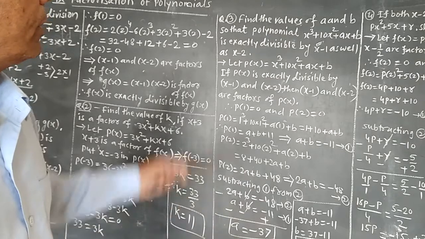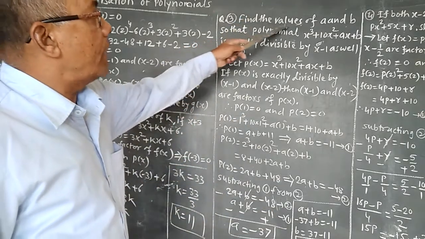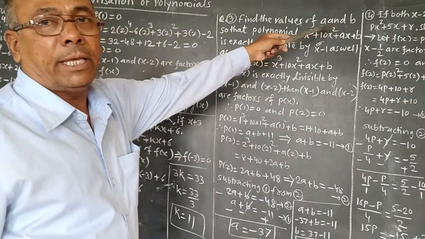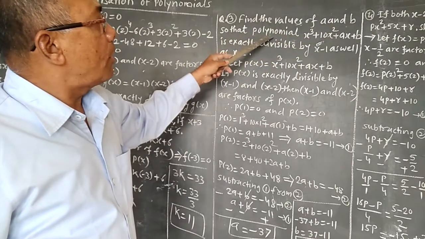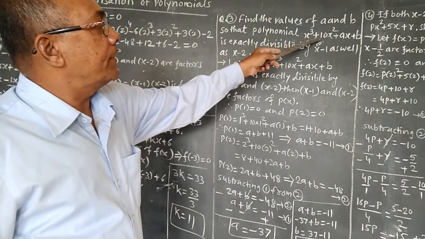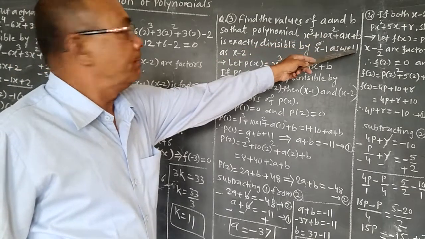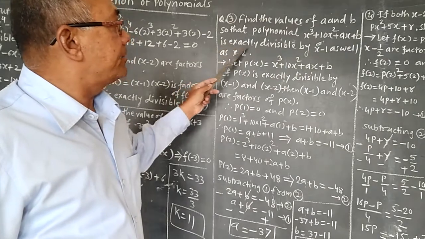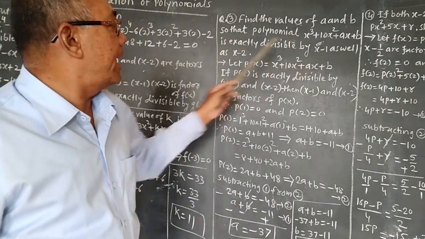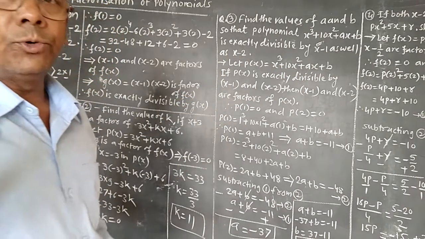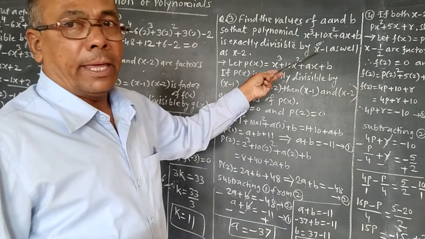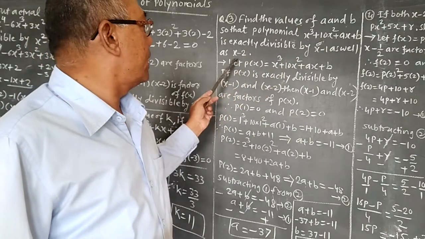Now we have to find the solution of the third question, that is find the values of a and b, small a and small b, so that polynomial x cube plus 10x square plus ax plus b is exactly divisible by x minus 1 as well as x minus 2. Means we have to prove that the polynomial is divisible by x minus 1 and x minus 2.